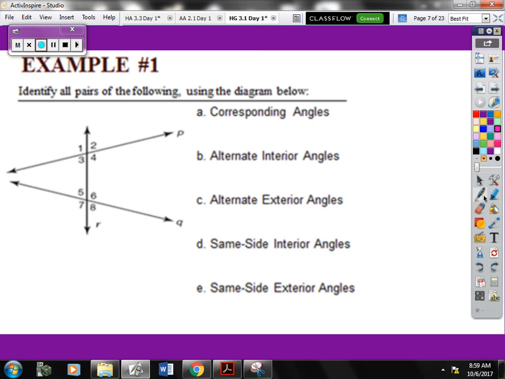The first example asks us to identify all of the pairs of each type of angle. Okay. So again, you have to think through the picture. Some students like to highlight the two lines. Some students like to highlight the transversal. If it helps you, you can.